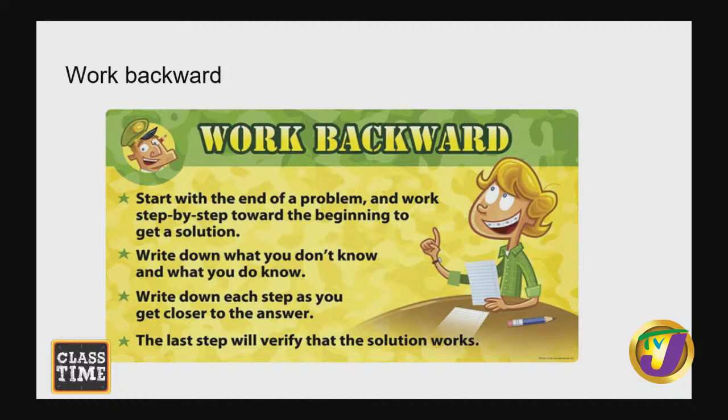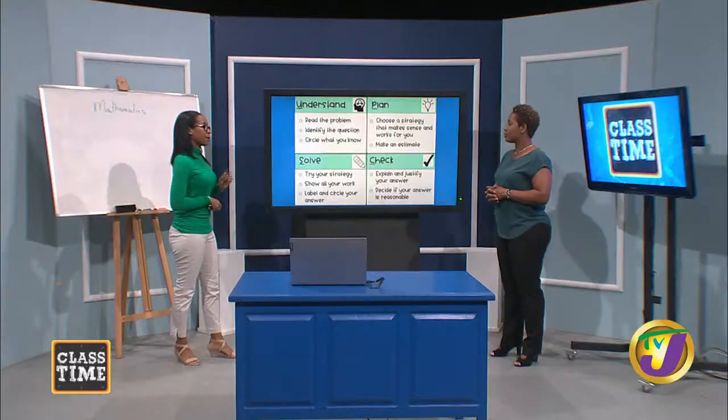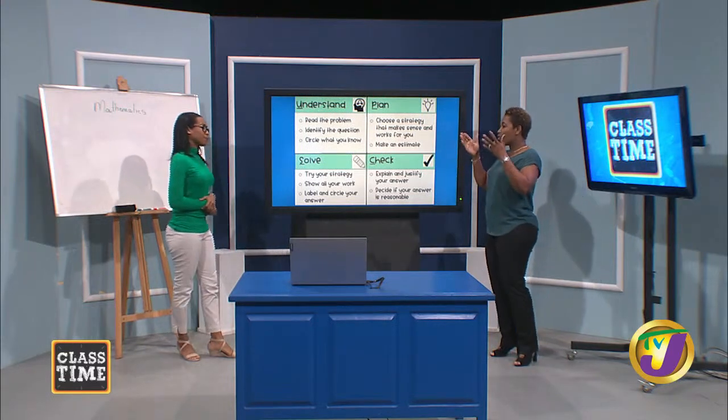Two, write down what you don't know and what you do know. Makes sense. Three, write down each step as you get closer to the answer. And four, the last step, which we did, will verify that the solution works. And we saw that it works. Everything added up and we're good to go. All right, so here we are.